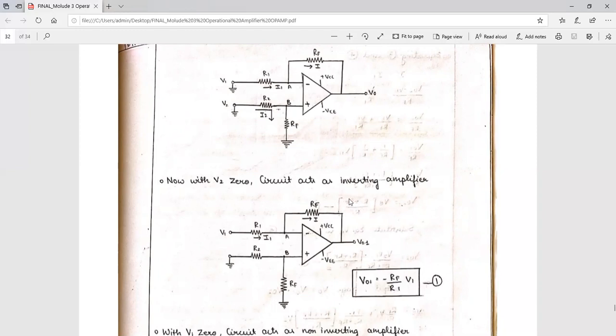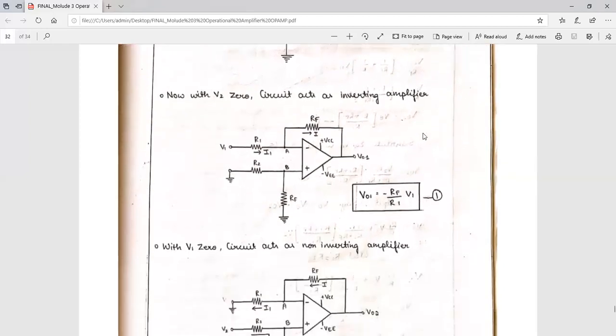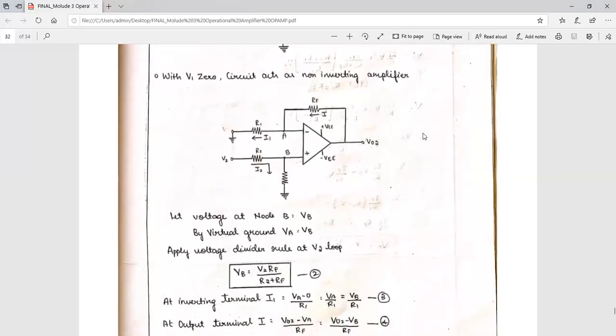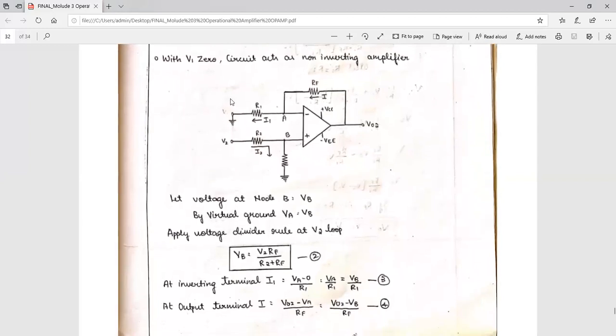Now the next condition is I have to consider only V2 and V1 should be grounded, and let us see what will be the output expression. So when you consider that V1 is 0, that is grounded, and only V2 is given. Now we know that when V2 is given to the non-inverting terminal and the inverting terminal is grounded, this entire circuit will operate as a non-inverting amplifier. So here I will not be able to write the equation directly because I need to do the entire derivation once for all. Let the voltage at node B be VB.